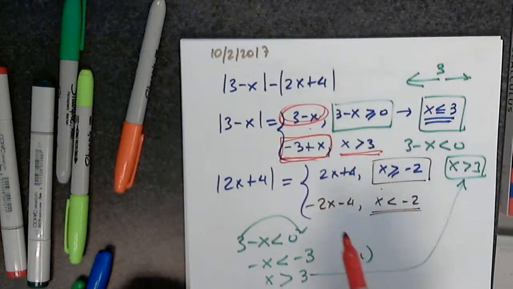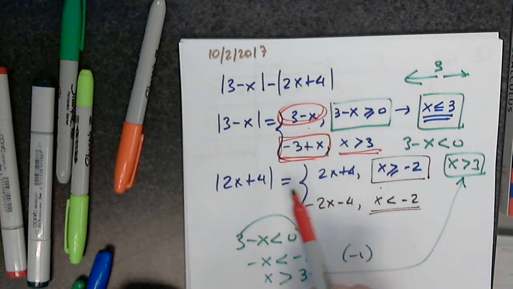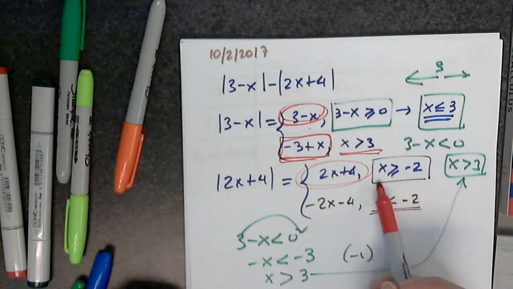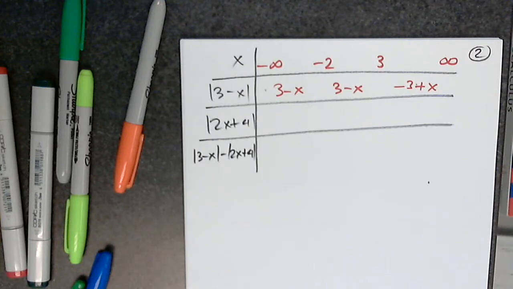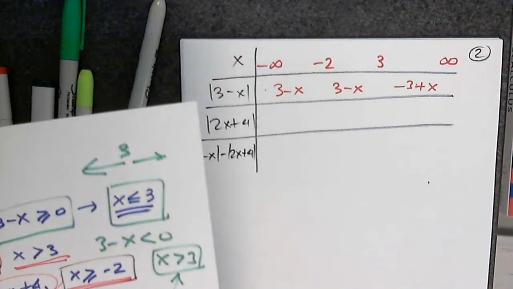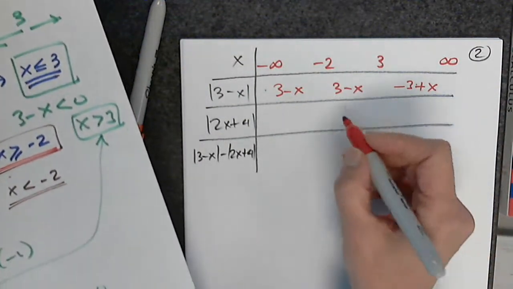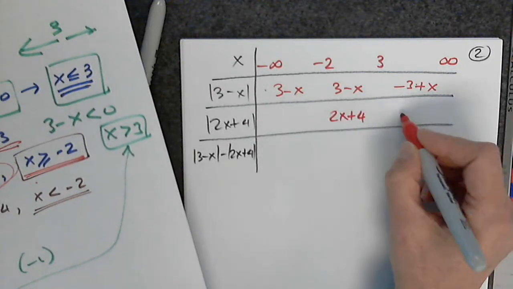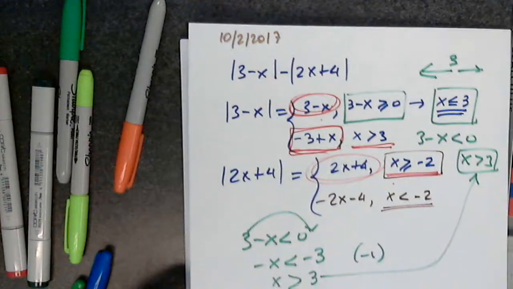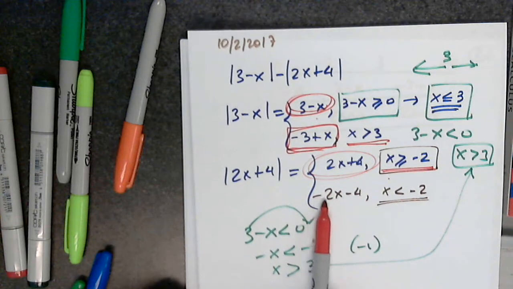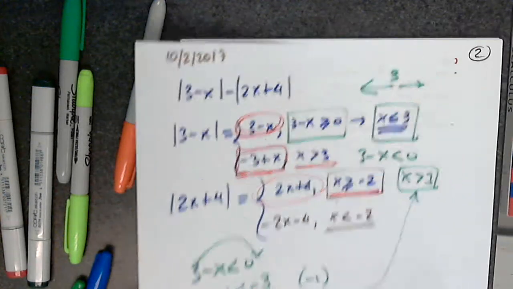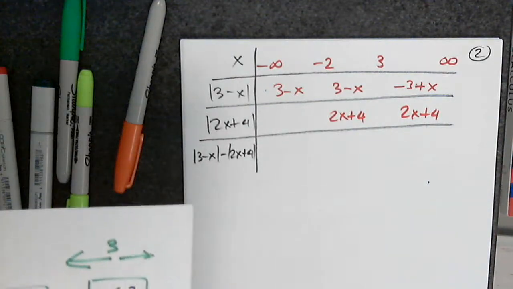Now the second one. The absolute value of 2x plus 4 can be replaced by 2x plus 4 for any x value to the right-hand side of negative 2. In how many subintervals will I put 2x plus 4? 2. So this one and this one. And finally, I read again. The absolute value of 2x plus 4 can be replaced by negative 2x minus 4. And how many subintervals do I use this for?